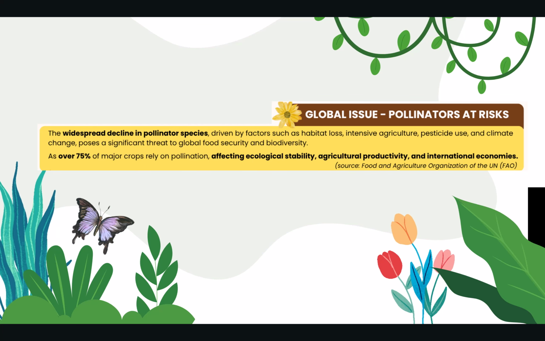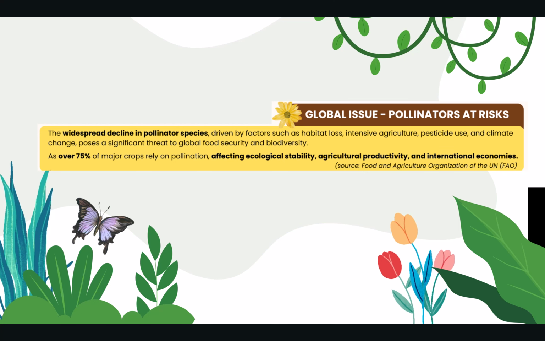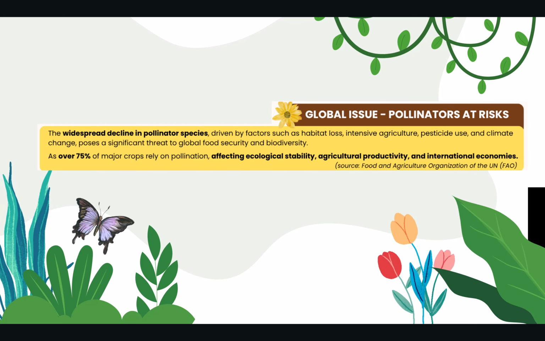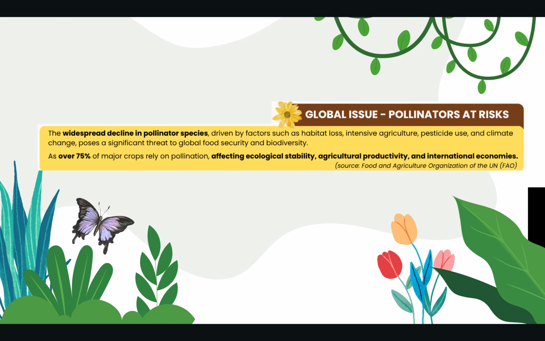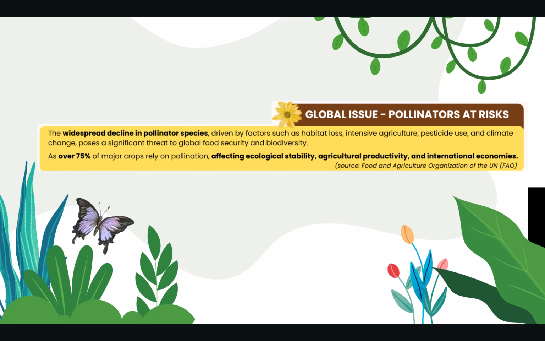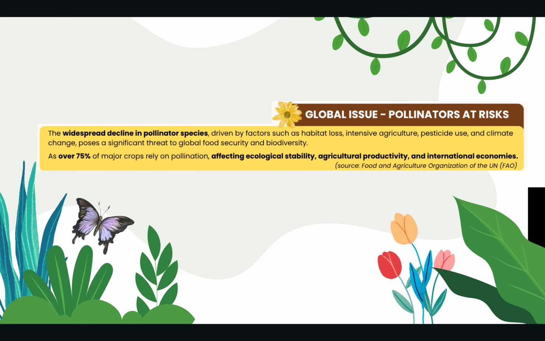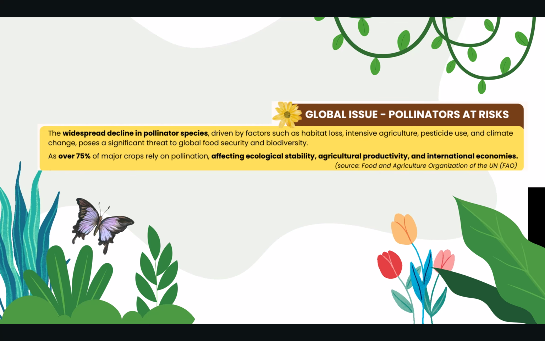Pollinator populations, especially bees and butterflies, are rapidly declining due to habitat destruction, excessive pesticide use, pollution, and climate change. This poses a serious global threat to food production and biodiversity, as over 75% of major crops rely on pollination, affecting ecological stability, agricultural productivity, and international economies.